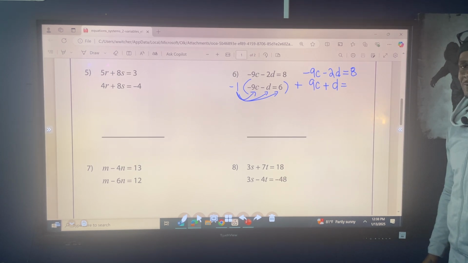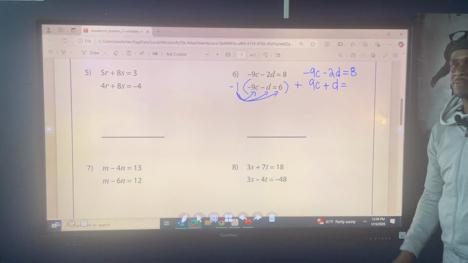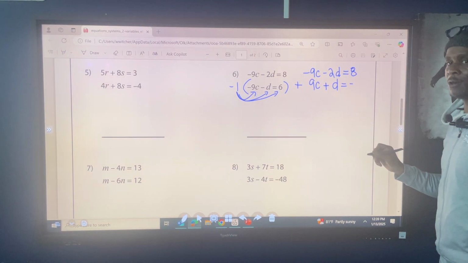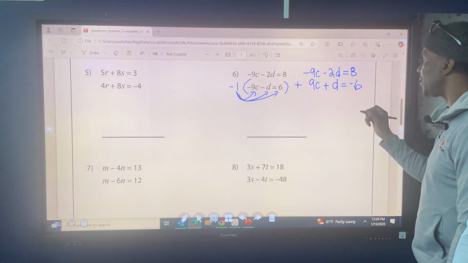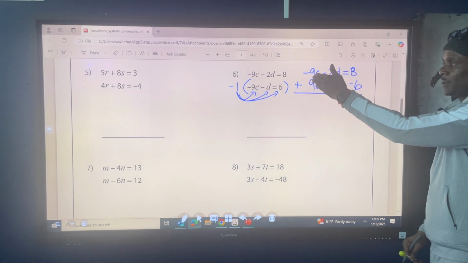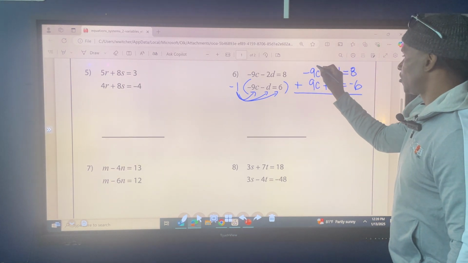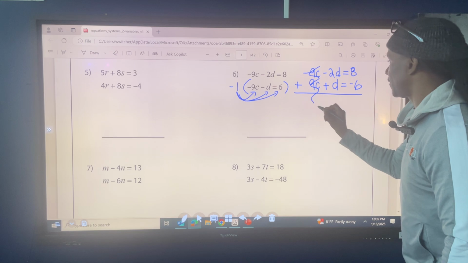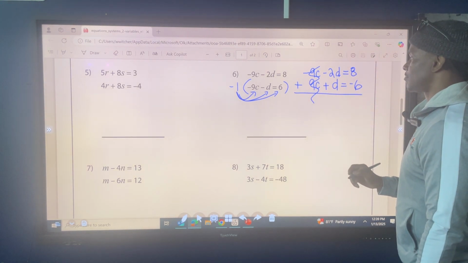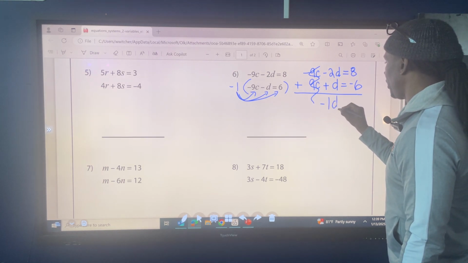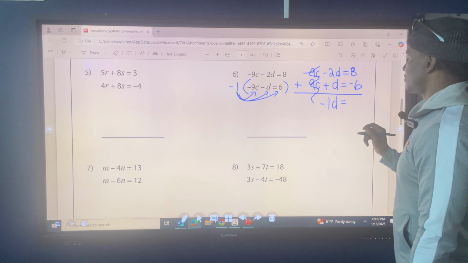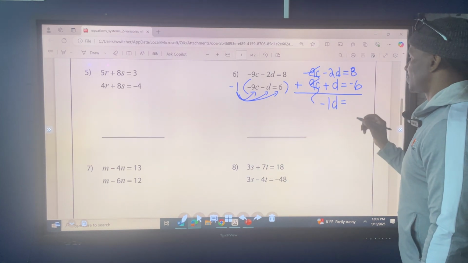Negative 1 times positive 6 is, let her figure it out, negative times positive, negative 6. Okay. Now what happens with my negative 9 and positive 9? Nothing. Now, negative 2d plus 1d is negative 1d. And 8 plus negative 6 is positive 2.